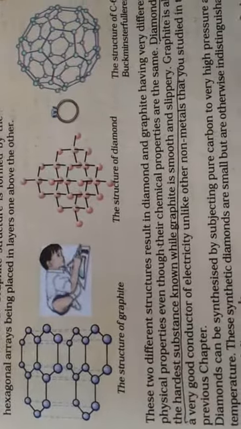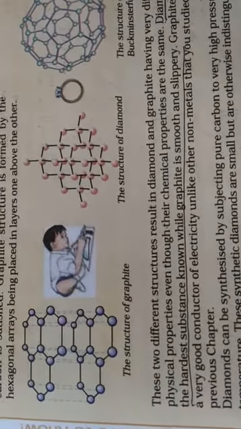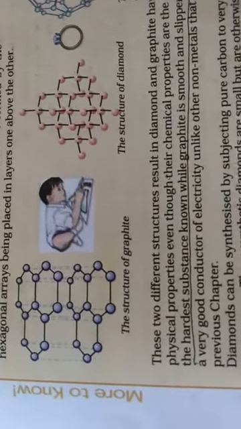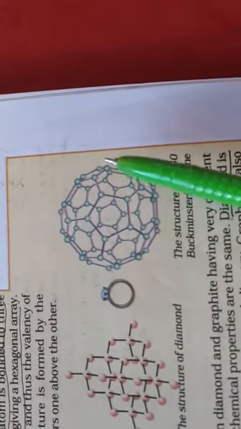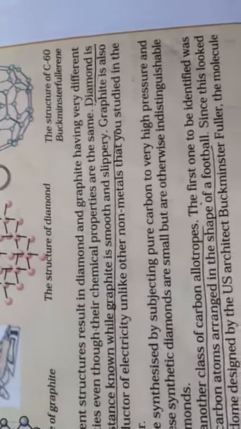One more property of diamond is that it is the hardest substance known, and regarding graphite, it is a very good conductor of electricity. And in the case of Buckminster fullerene here, it is a football-like structure, where 1 carbon atom is bonded with 3 other atoms of carbon. So this is about the allotropes of carbon. Now let us come to the next topic, that is the versatile nature of carbon.